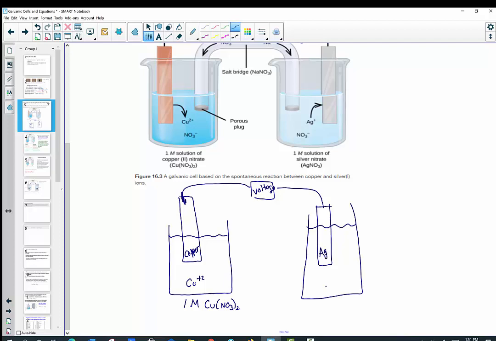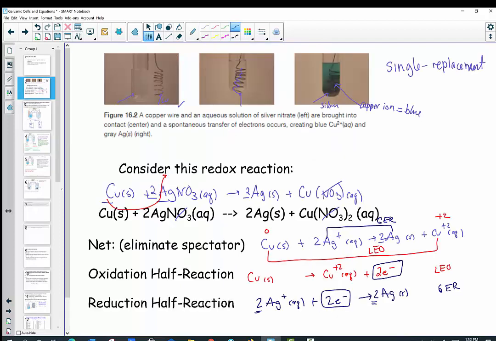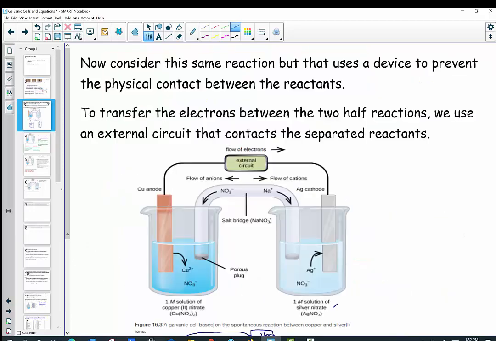And in solution is its ion, Ag+. So underneath here, the solution now would contain a standard concentration of 1 molar silver nitrate. We understand that the copper, if you go back and look at this reaction, remember the half reaction? The copper was losing electrons.